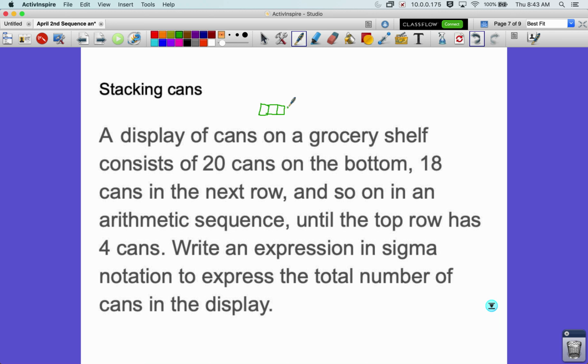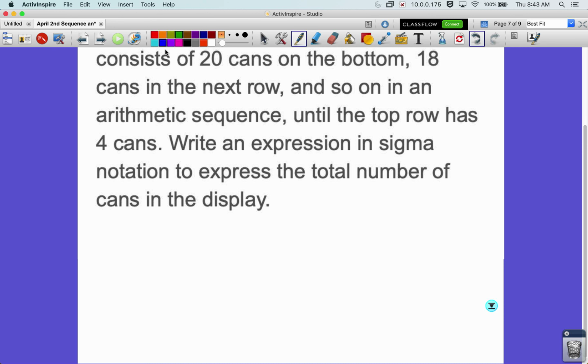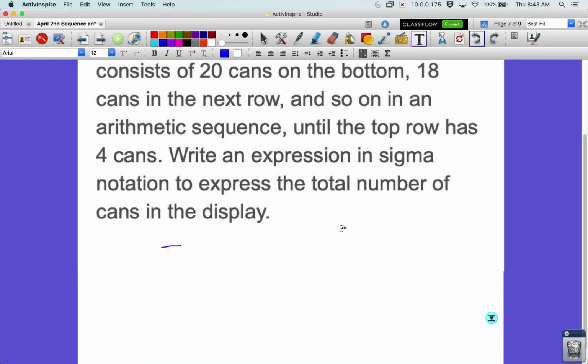We've got some cans arranged in a pyramid, but we stop when there's 4 on top, so maybe I'll add 1 more on the bottom here. All right, so you got cans in a pyramid. Write an expression in sigma notation to express the total number of cans in the display. All right, so let's figure out a formula for the number of cans in each row.